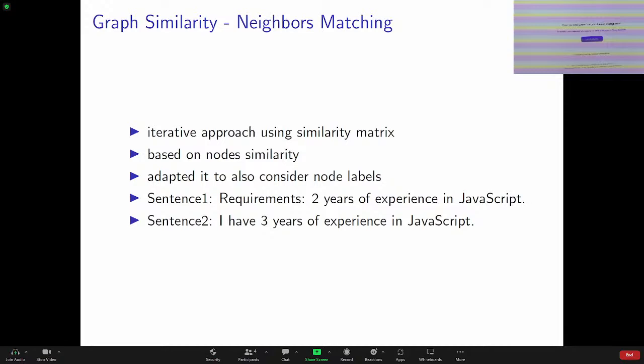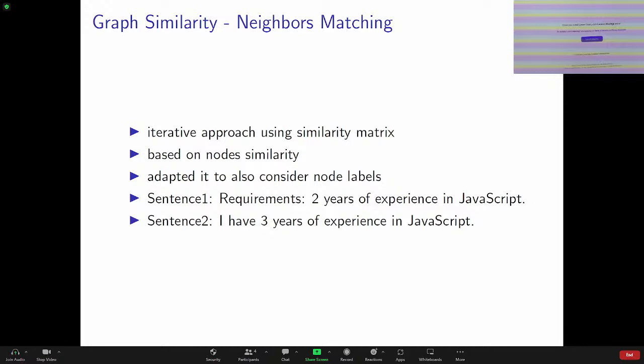It is an iterative one, so basically we construct a similarity matrix. On the columns is, for example, the job description, and on the rows are the nodes of one resume. At each iteration we update the value of each cell, and the algorithm is stopped when the maximum difference between two steps at each cell is lower than a threshold. I will perform a basic example with these two sentences. Requirements: 2 years of experience in JavaScript, and sentence 2, which could have been a candidate: I have 3 years of experience in JavaScript.